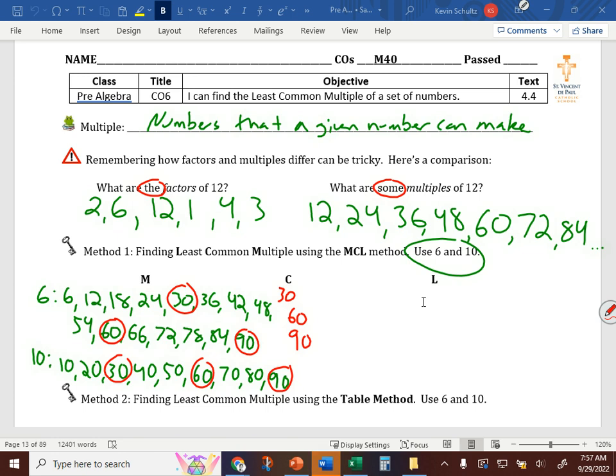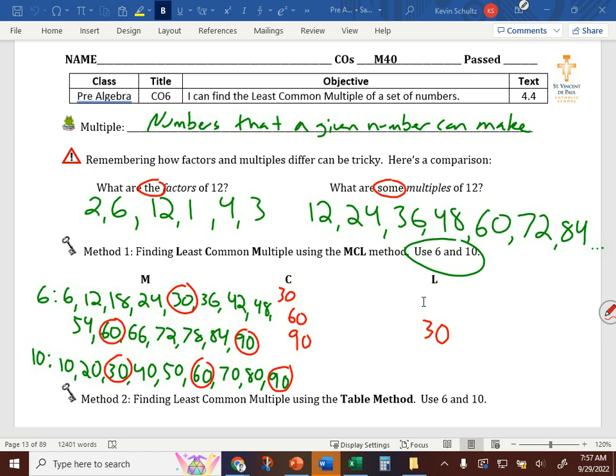And what's the least of those? 30. So 30 is the least of the common multiples. Okay, notice that 30 is larger than both 6 and 10, even though we use the word least. The least is referring to the multiples, which get bigger. But that's how you use the listing method.